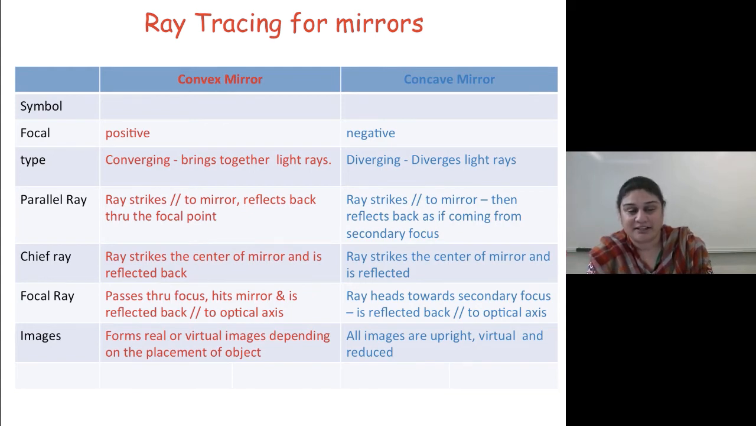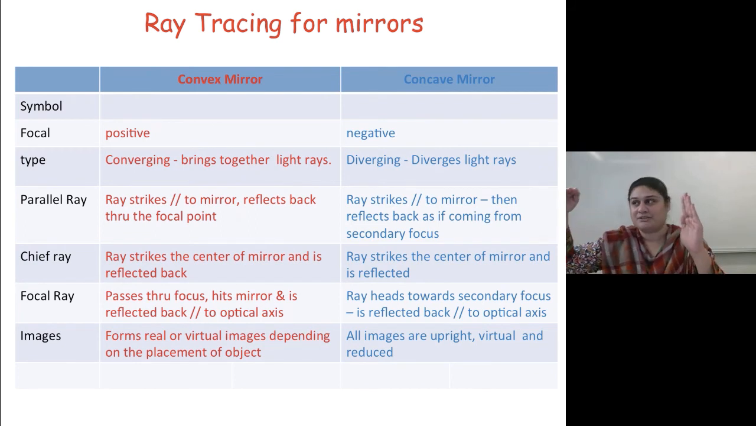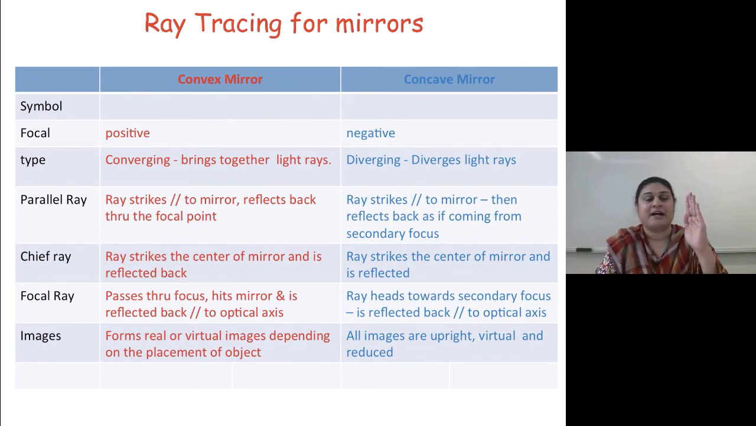Convex mirrors and concave mirrors. Convex mirrors, the focal point is positive. It is a converging mirror. That means it brings light together. There are three main rays that we are going to talk about: parallel, chief, and focal. The parallel ray starts at the object, goes parallel to the axis, hits the mirror, and then goes through the focal point. The chief ray strikes the middle of the mirror and it's reflected back, and the focal ray goes through the focal point and then it diverges back, hits the mirror, and is reflected back parallel to the optical axis.